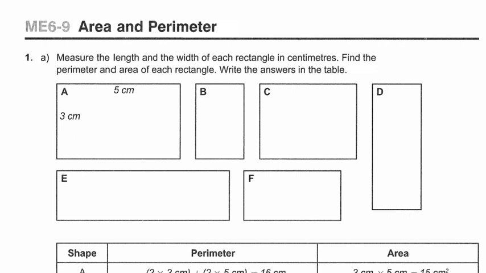All right, welcome to Jump Math. This is grade 6, book 2. We're looking at page 100, and we're talking about area and perimeter. So it's very important that you understand the difference between these two things.